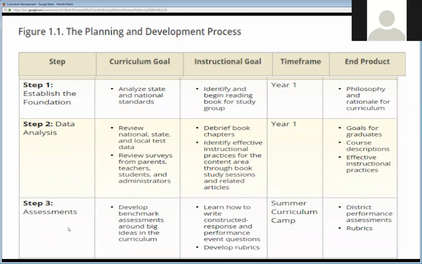So when they said the planning and development process, I thought that you could revisit this because it gives a way to think about it. Like, step 1, establish the foundation. What are the state and national standards? Well, right away, we get frustrated because we don't have state content standards in agriculture in Pennsylvania. And so what would I do if I was someone trying to meet a SIP code?